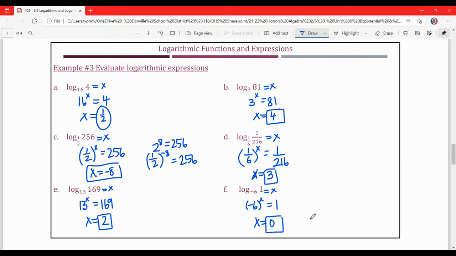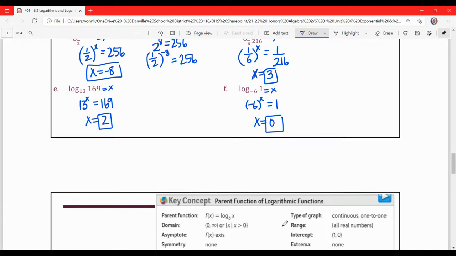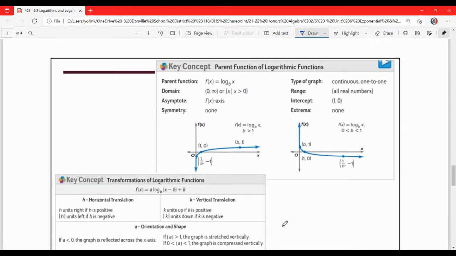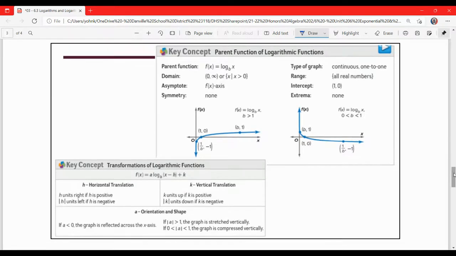Okay, so that's how you evaluate logarithmic expressions. Let's talk about how we can graph logarithmic functions. So we can graph and transform them just like all the other functions. A logarithmic function looks similar to an exponential function, but maybe one that is tilted on its side. We don't have a horizontal asymptote anymore. We now have a vertical asymptote. And so the vertical asymptote is now going to be right there or right here.